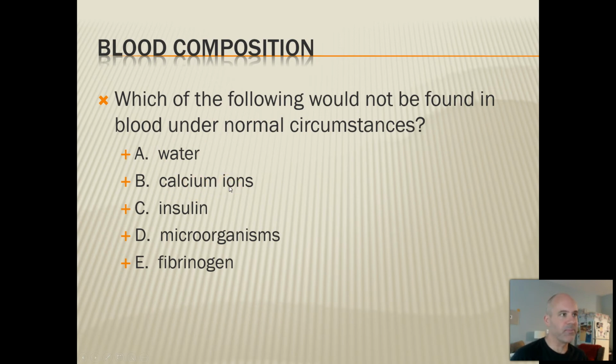Calcium ions. Oh yes, you have calcium ions in your blood. You guys have learned about how important calcium is. Insulin, do we have insulin in our blood? Yes. Insulin is a hormone that's important for glucose regulation.